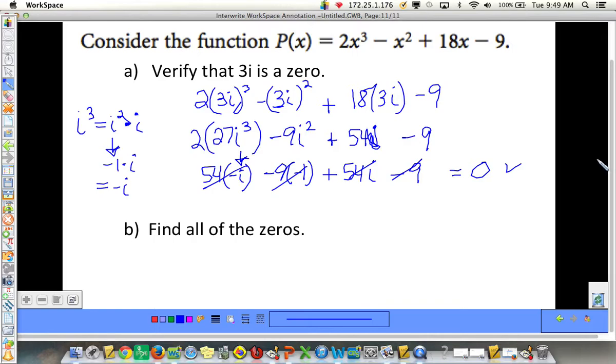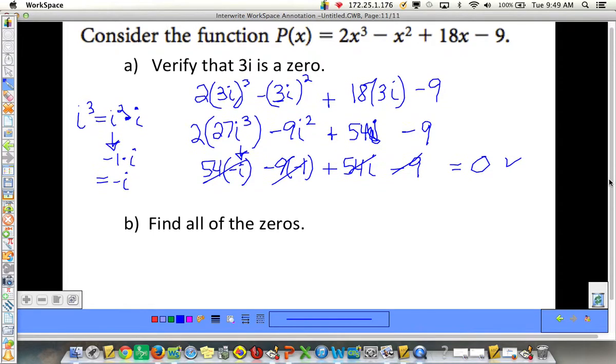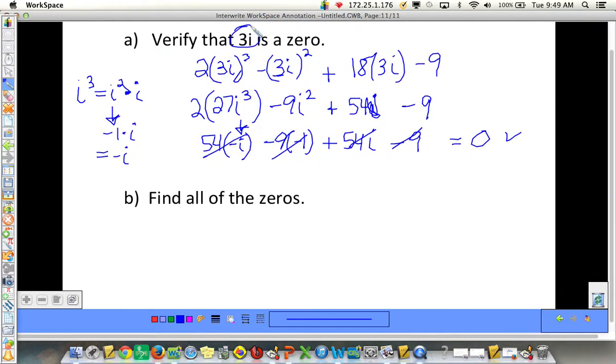So I know that if 3i is a 0, and my imaginaries always come in pairs, then negative 3i has to be a 0, because they always come in pairs. The factors associated with those zeros are x minus 3i times x plus 3i.